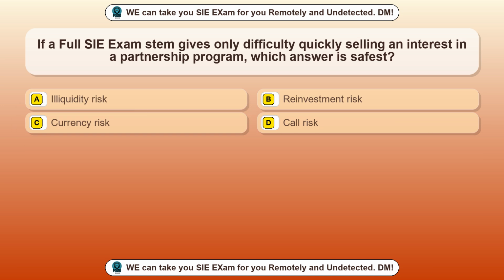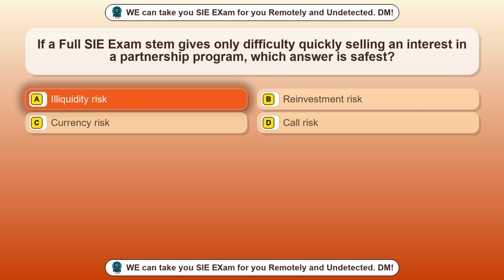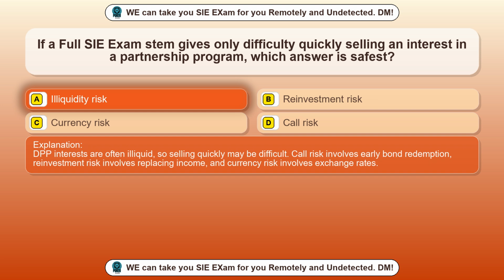Question 58. If a full SIE exam stem gives only difficulty quickly selling an interest in a partnership program, which answer is safest? Option A, liquidity risk. Option B, reinvestment risk. Option C, currency risk. Option D, call risk. The correct answer is option A, liquidity risk. DPP interests are often illiquid, so selling quickly may be difficult. Call risk involves early bond redemption, reinvestment risk involves replacing income, and currency risk involves exchange rates.